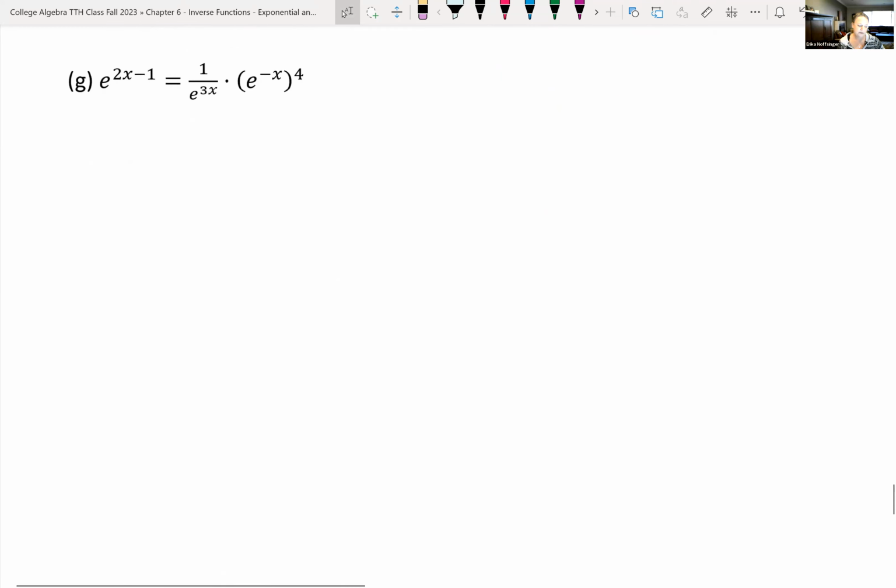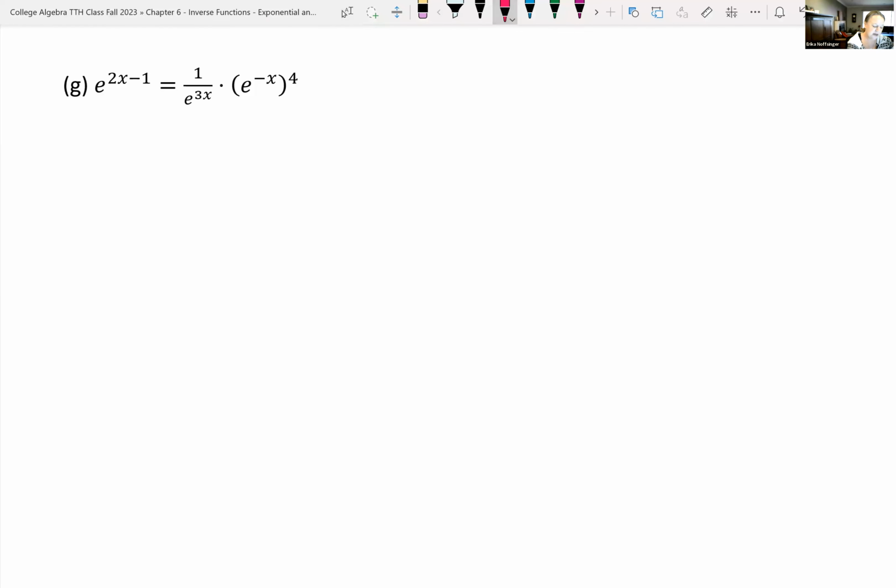So our next example, we have E. E is just an irrational number, 2.718, and it goes on forever, that decimal, and it never repeats itself. So we have E is raised to the 2x minus 1 power. This is equal to 1 all over E raised to the 3x power. And that fraction is multiplied by E raised to the negative x power, and that's all raised to the 4th power. Okay, so we want to manipulate this, both sides to have just base E.